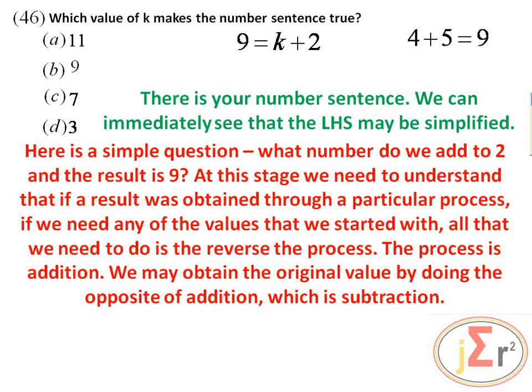So these two numbers are added and the result is 9. In order to find out one of the numbers that were added, we need to reverse the process of addition. The process of addition gave the result of 9. In order to find one of the original values that were added, we will do the opposite of addition, which is subtraction.